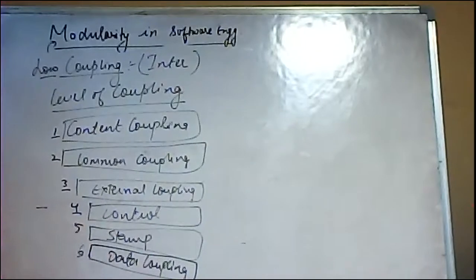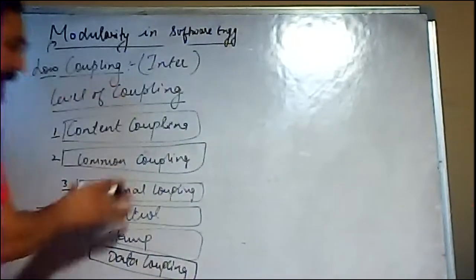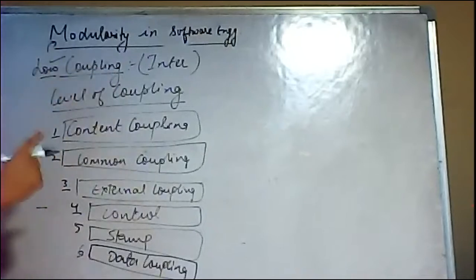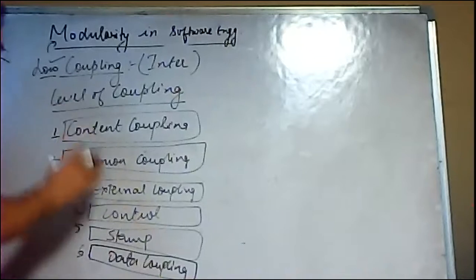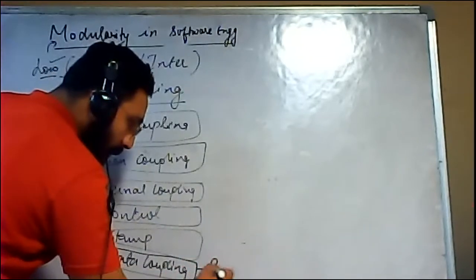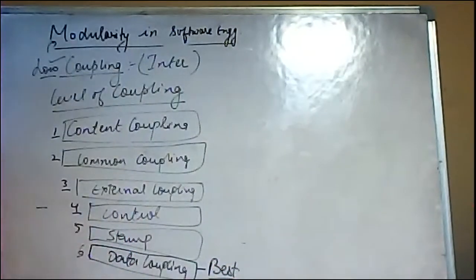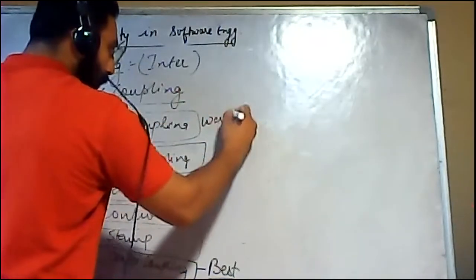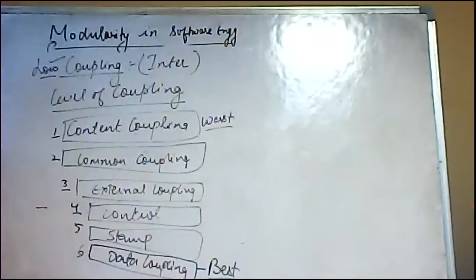These are the levels, but I have told you that your coupling should be low. So according to these levels, the best coupling is data coupling, and the worst coupling is content coupling.